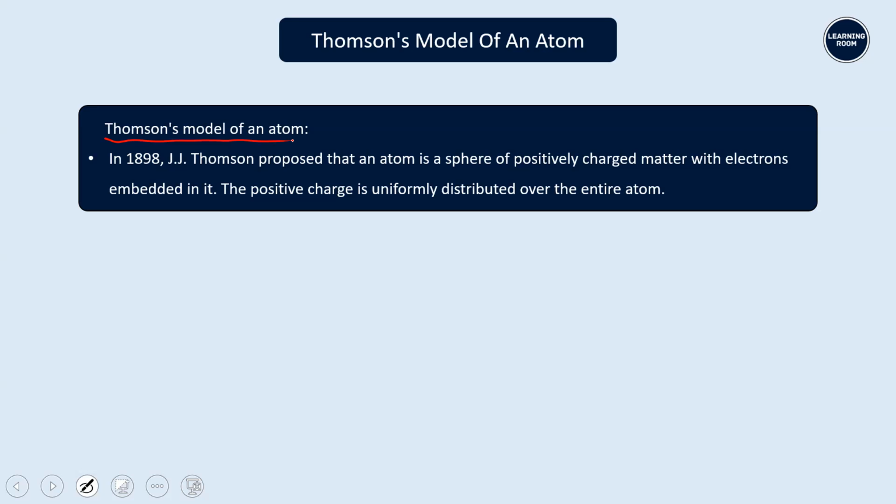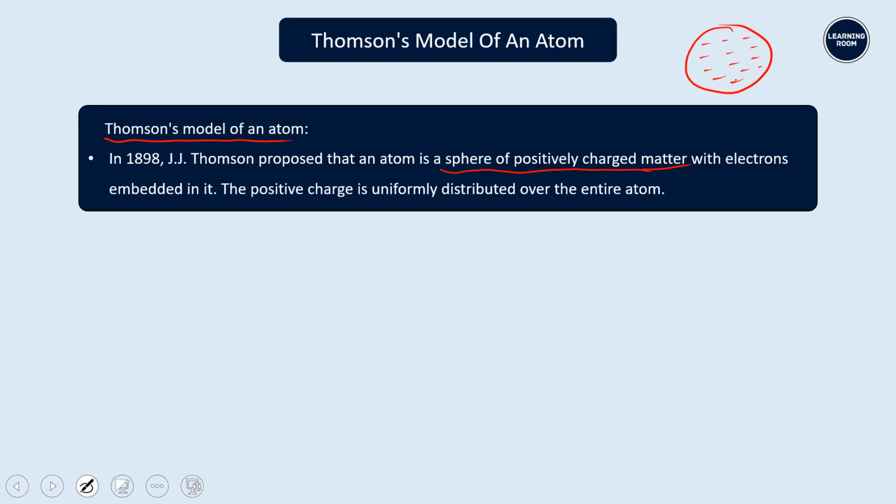So the first one is Thomson's model of atom. In 1898, what did Thomson propose? He proposed that an atom is a sphere of positively charged matter. The sphere as a whole was positively charged matter in which electrons were placed. Right? The electrons were placed in this manner, that they look like how the seeds in a watermelon are present.